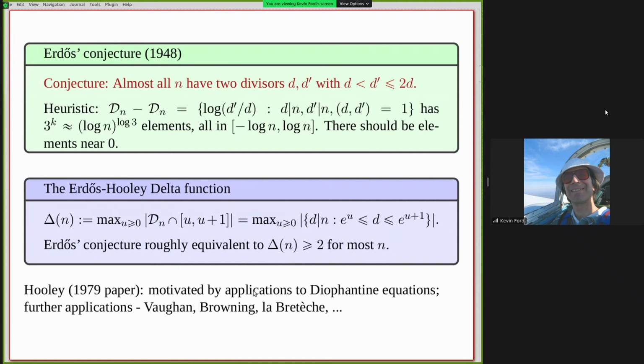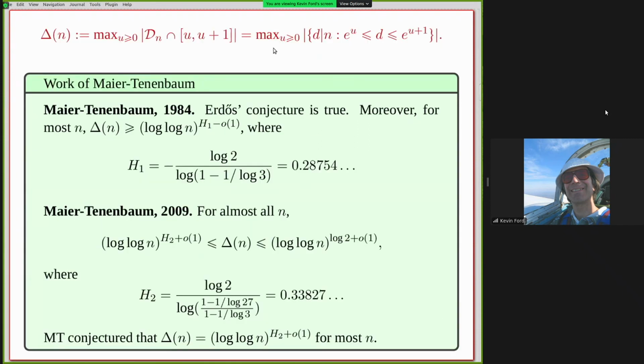Okay, and I just want to mention as an aside, there are many applications of the delta function, starting with Hooley's paper, motivated by Diophantine problems. Many people have worked on that, and there are different variants of the delta function, but I'm going to concentrate here on the original delta function. Okay, so here's the delta function again. A big breakthrough was made in '84 when Maier and Tenenbaum solved Erdős's conjecture, and they did even more by showing that the delta function for most n grows at least as large as a particular power of log n.